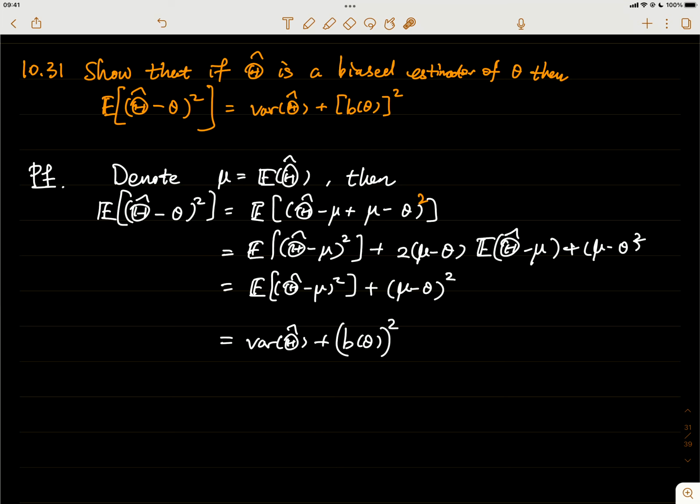Now, by the definition of variance, theta hat minus its own expectation, squared, and then take expectation, is by definition the variance of theta hat. And this is the bias of theta hat, because this thing here is just the expectation of theta hat. So this is just the bias, and we square the bias. That's this. So that's how we proved this identity.